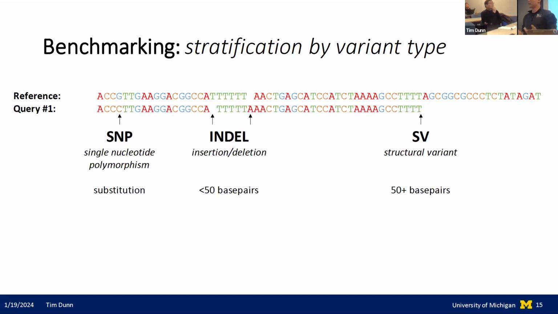Now, when people do this analysis, they typically stratify by the different types of variants because some are more likely than others, and they have different characteristics. So SNPs, or single nucleotide polymorphisms, are when there's a substitution of one base to another. Indels are insertions or deletions less than 50 bases in size, and structural variants are insertions and deletions that are larger than 50 base pairs. SNPs are the single most common mutation, but insertions and deletions account for a large fraction of the total bases that differ.